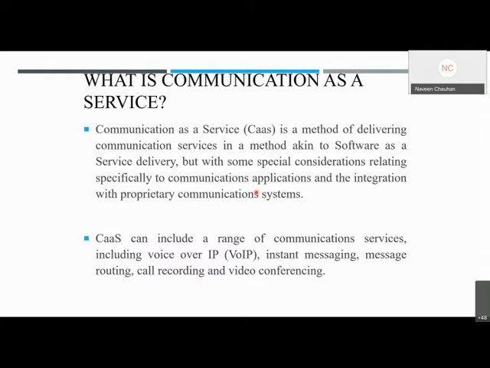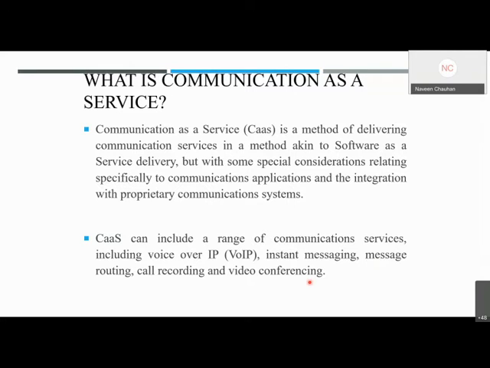Okay, then communication as a service is a method of delivering communication services in a manner akin to software as a service delivery, where the communication services include VoIP, voice over IP, instant messaging, message routing, call recording, and video conferencing, etc. So whatever are the means during these pandemic times, for example, this particular meeting is going on Cisco WebEx. So definitely this is a part of communication as a service.